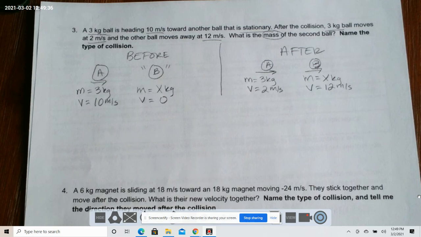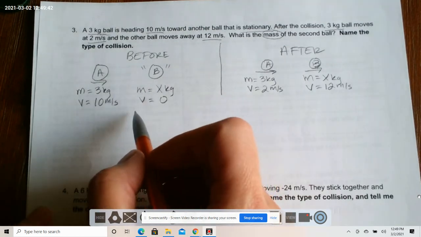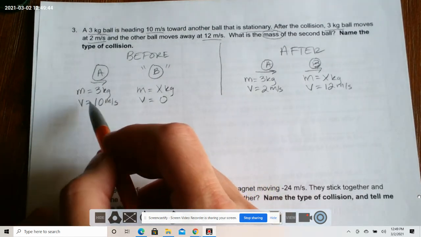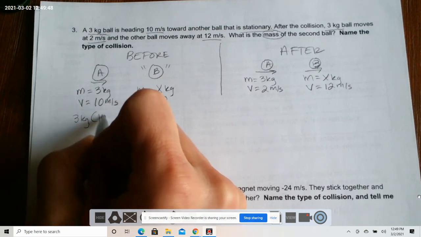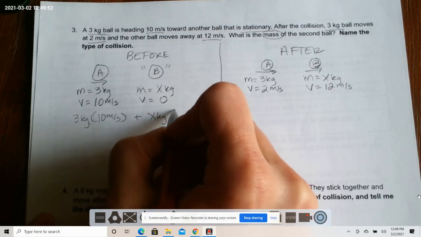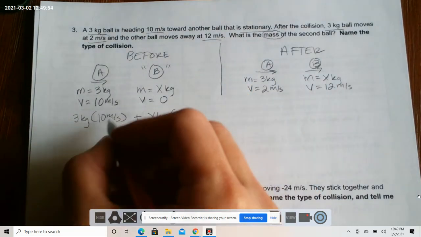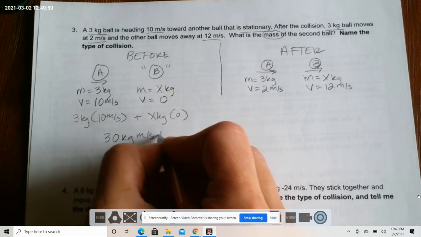So now we need to solve for X, finding mass. Okay, so we're going to do the same process, mass times velocity plus mass times velocity. So 3 kilograms times 10 meters per second plus X kilograms times 0, which is going to be 0. So 3 times 10 is 30 kilograms meters per second plus 0.